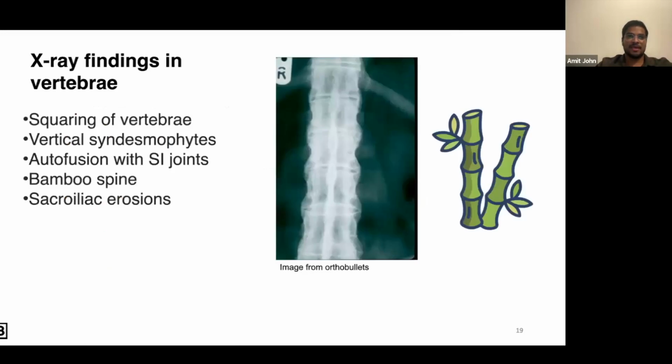So with the X-ray findings in the vertebrae, initially you can see the squaring of the vertebrae and these vertical syndesmophytes. Just imagine them as horns on top of the vertebrae. And then in the sacroiliac joints, there will be autofusion over time, and then bamboo spine, just like this image. In the sacroiliac joints you can also see erosions and sclerotic lesions.